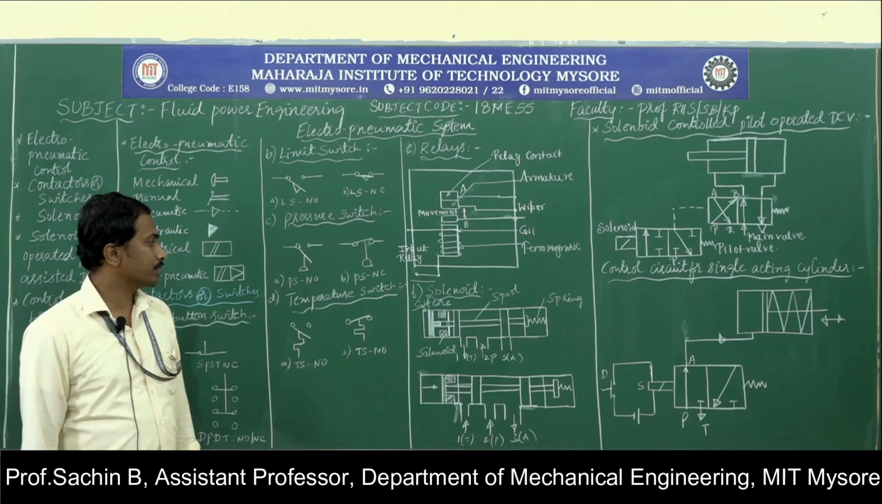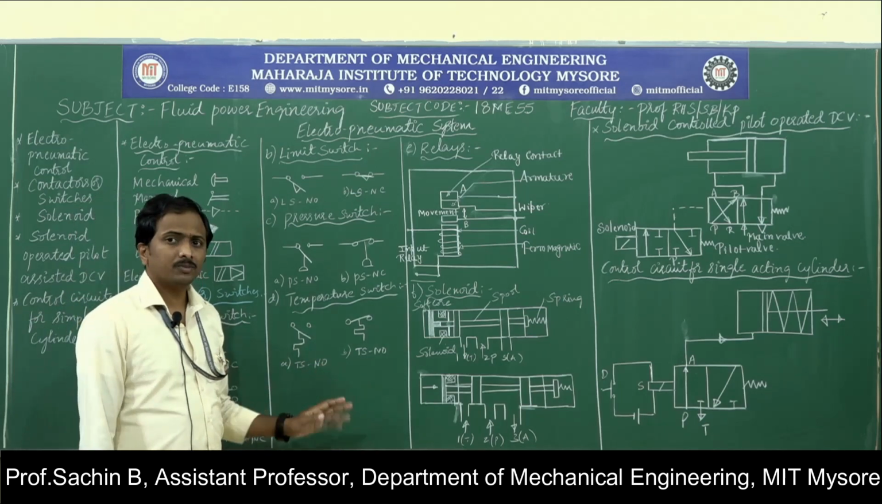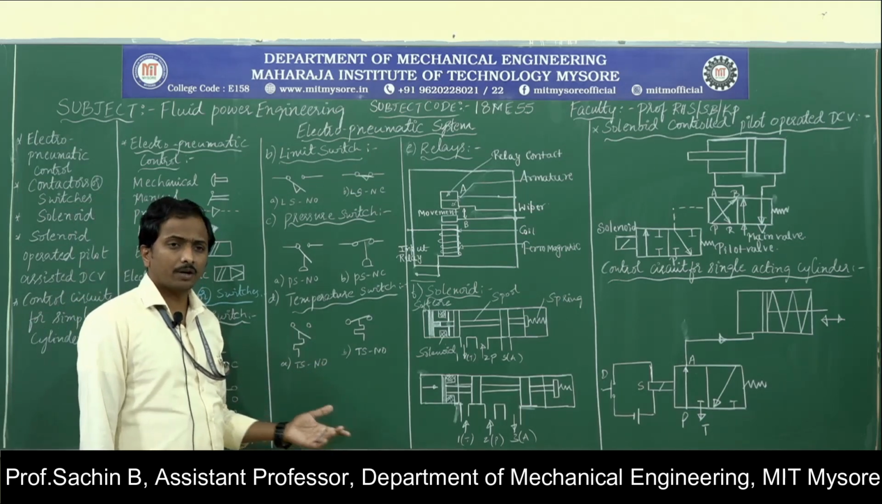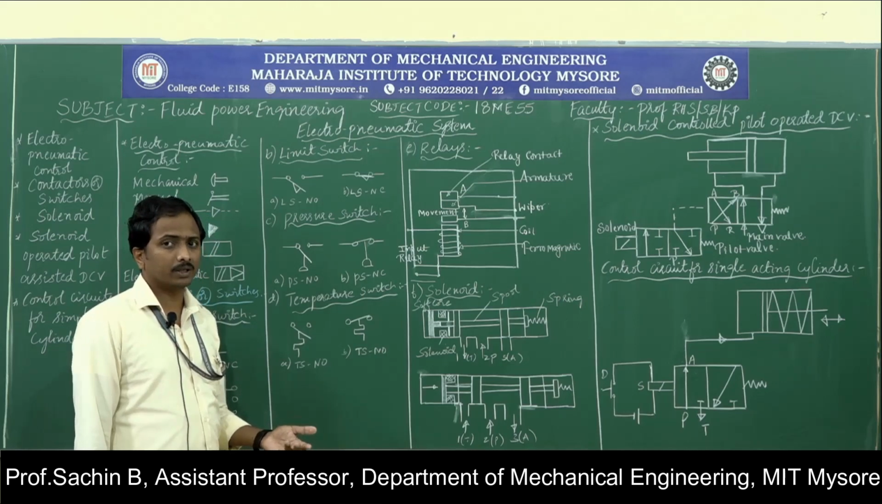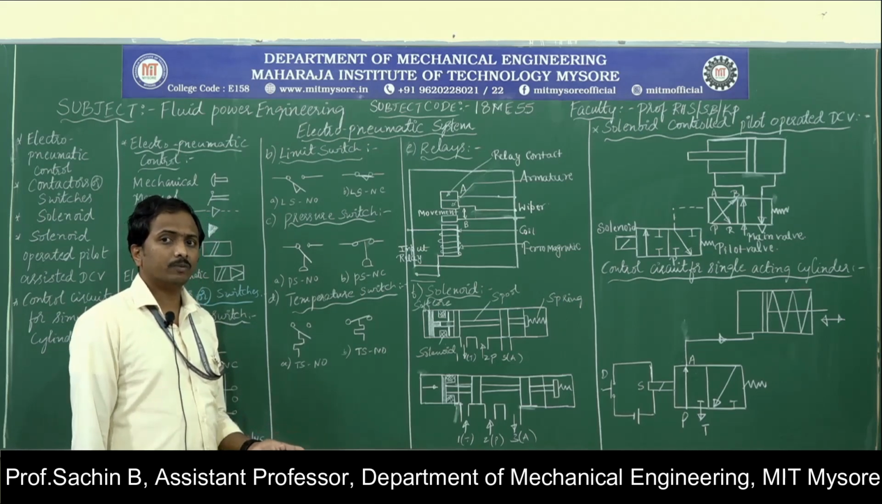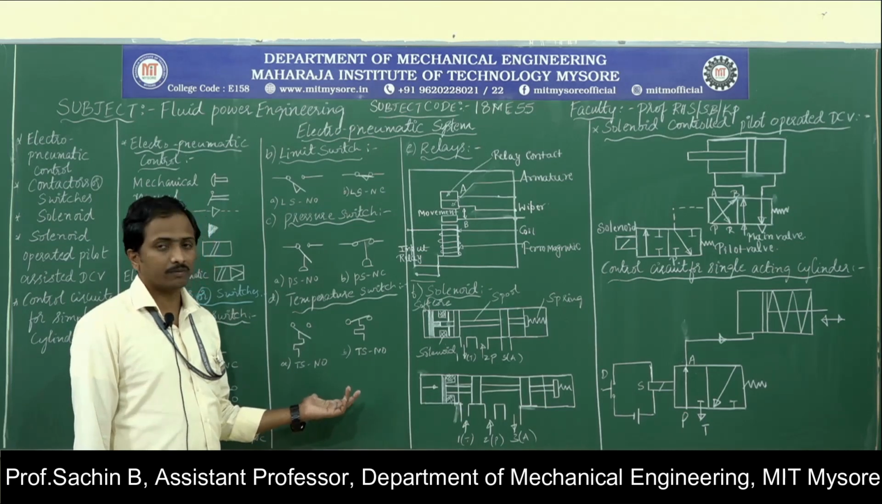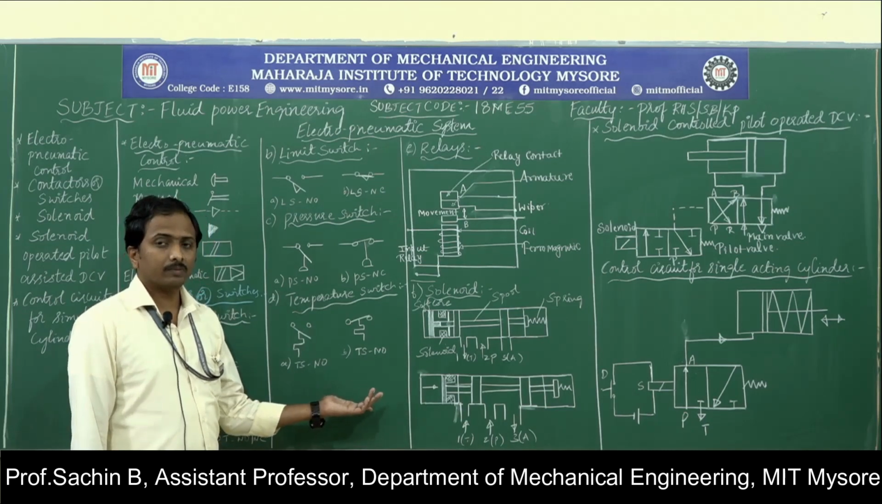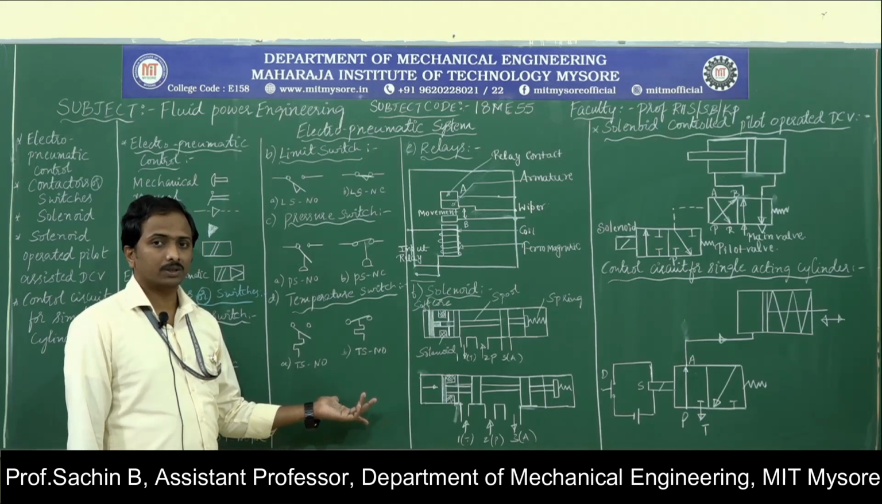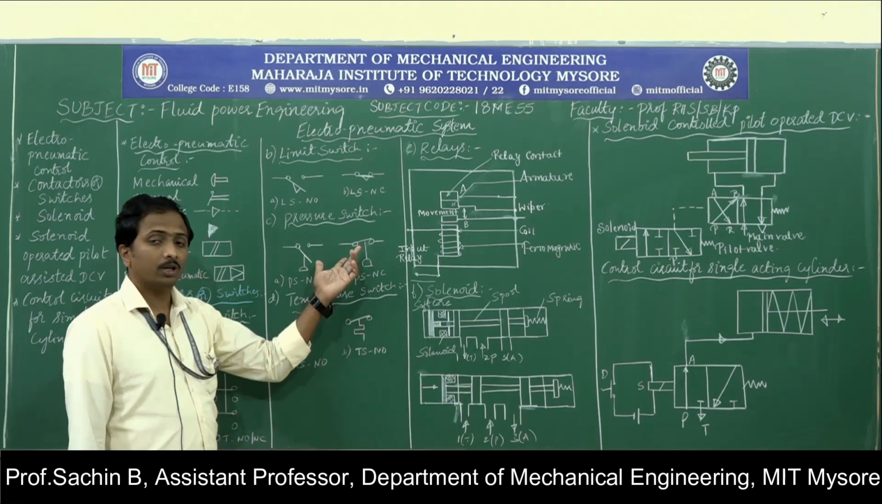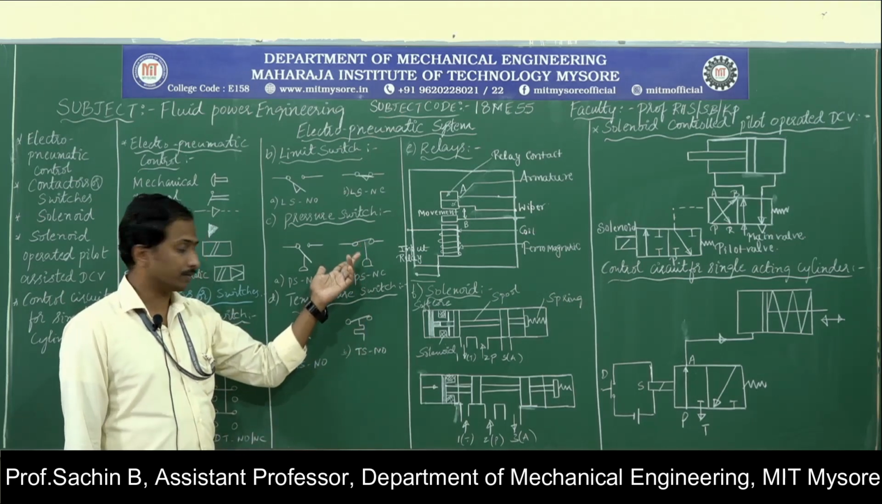Next is about the temperature switch. These temperature switches are used to detect the temperature present inside the fluid power system. If the temperature is excessive, it will cut off the power supply. If the temperature is very low, the temperature switch will maintain the system, and the pressure switch is also used for maintaining the system.